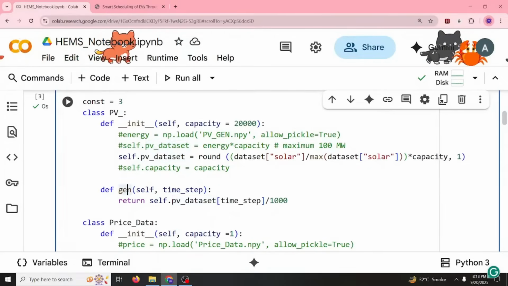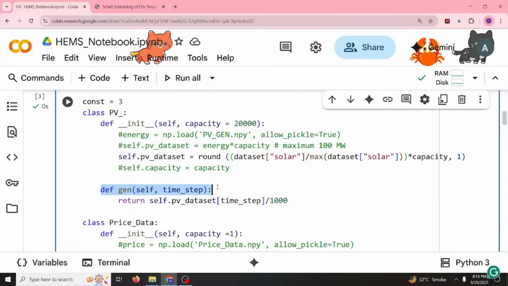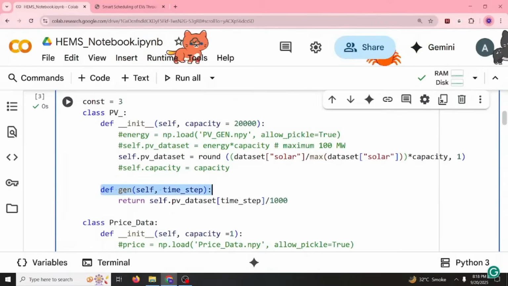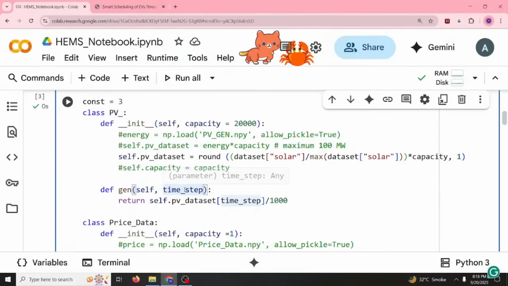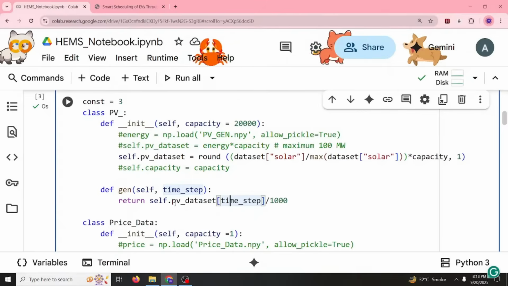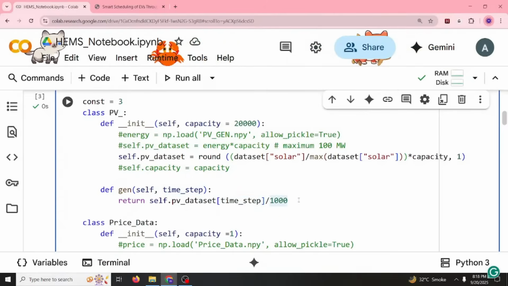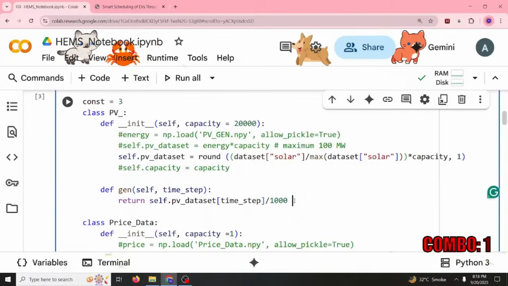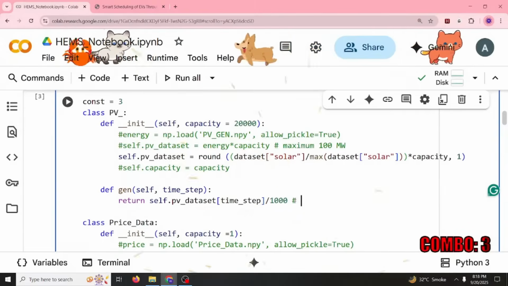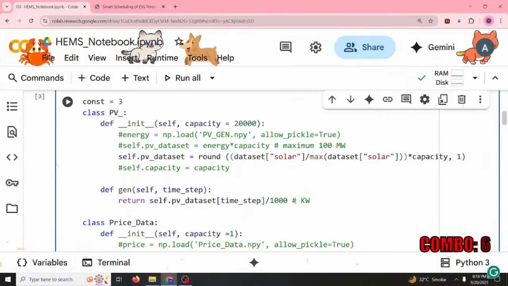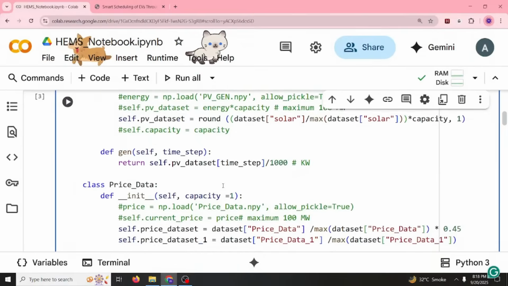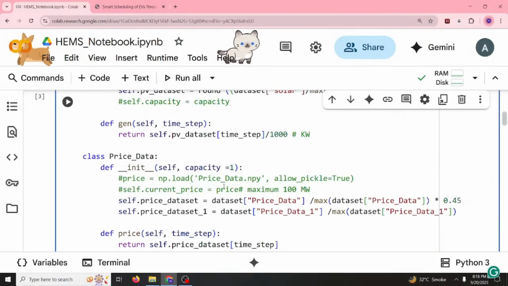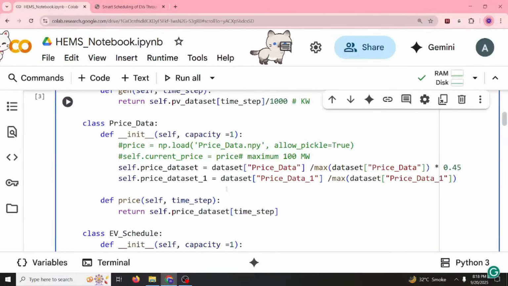So what we did is that we just got this data set in a variable, and then we just defined a function here. This method actually calls this time step. At any time step t, we just get this value from the PV data set and divide it by 100 to convert it to kilowatt.